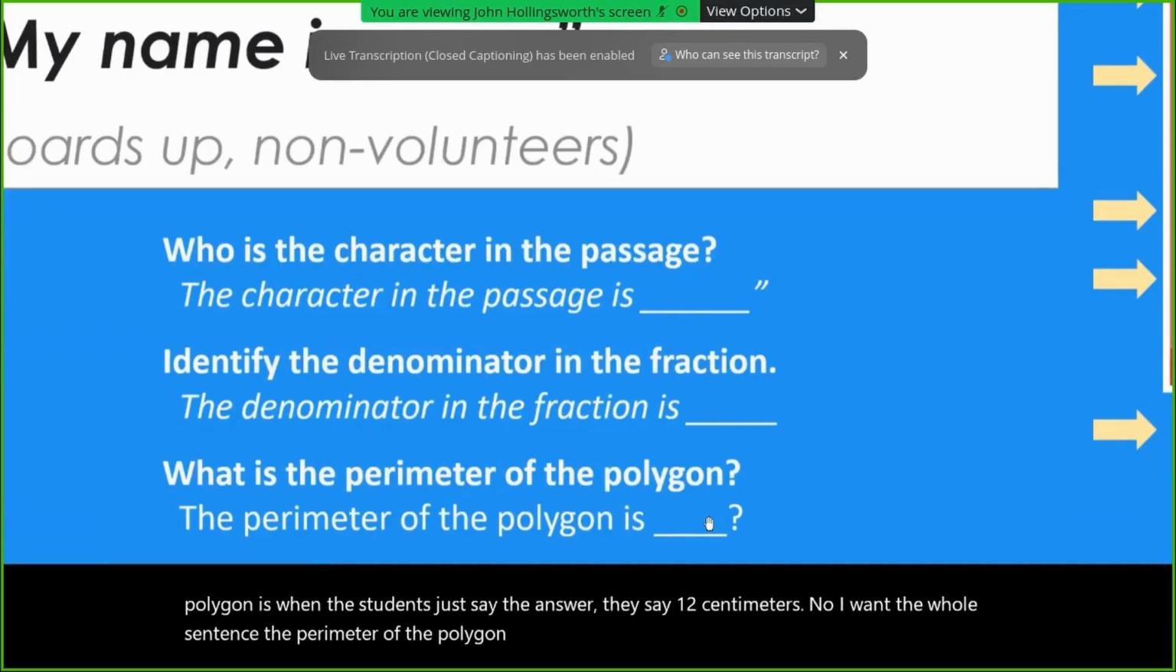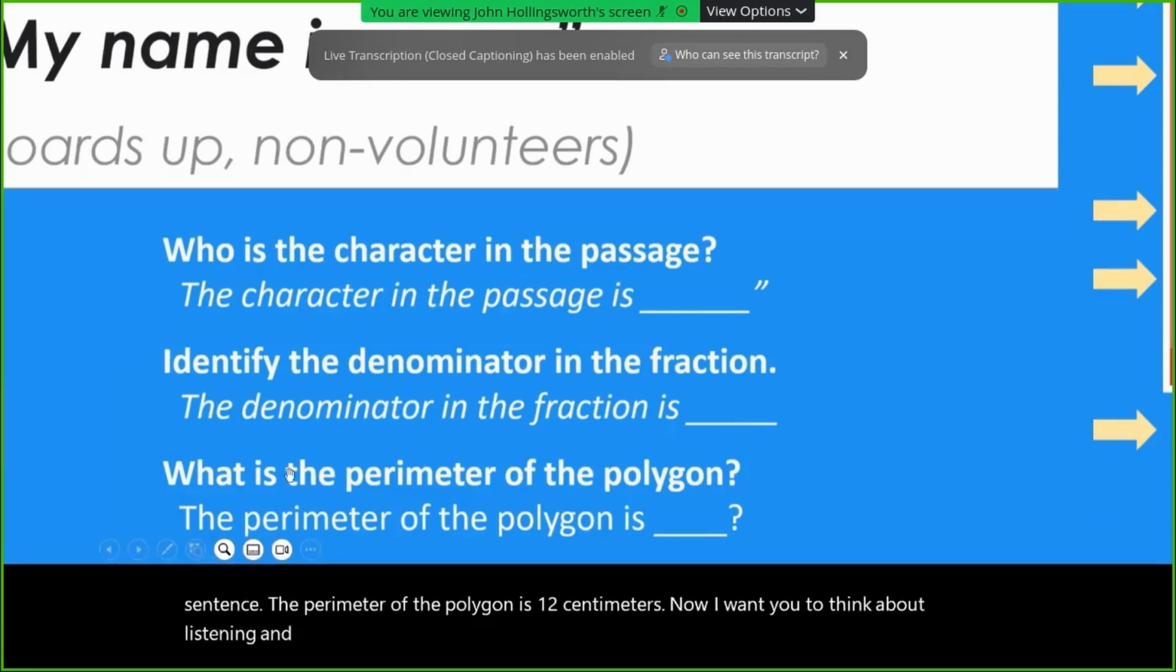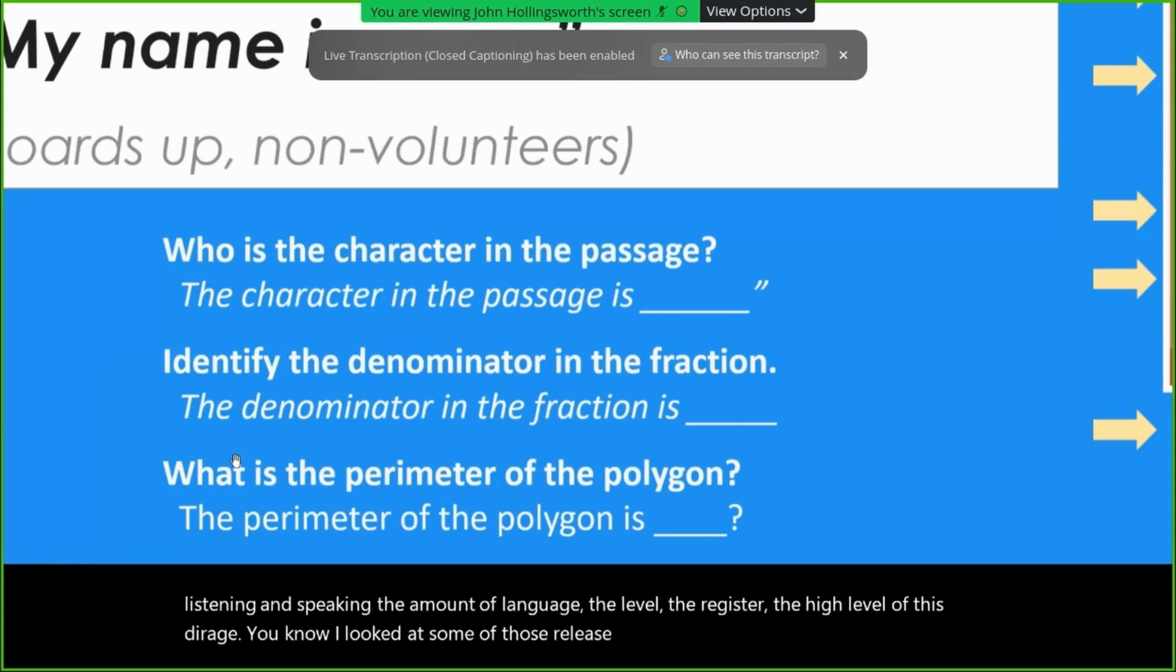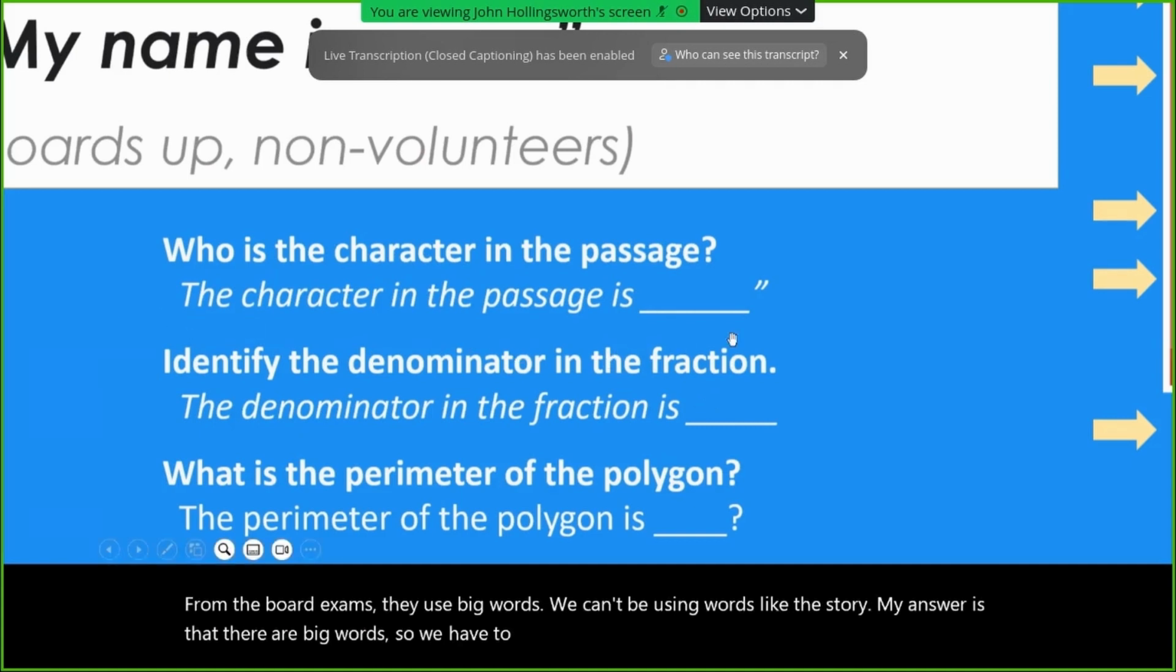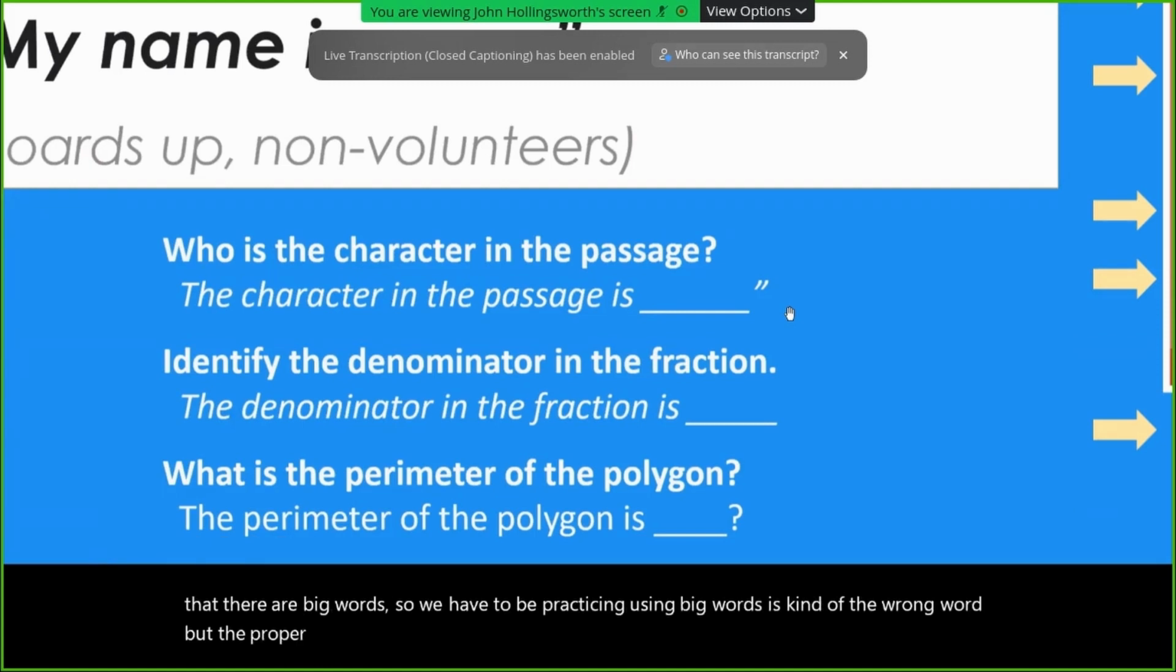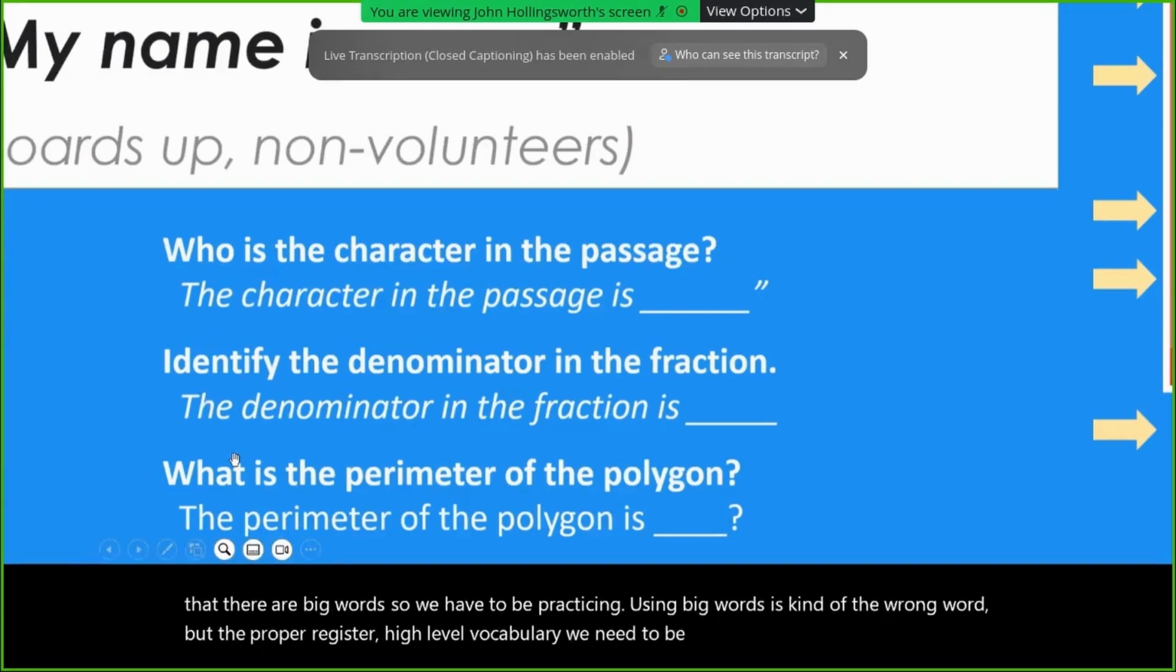What is the perimeter of the polygon? The perimeter of the polygon is. When the students just say the answer, they say 12 centimeters. No, I want the whole sentence. The perimeter of the polygon is 12 centimeters. Now, I want you to think about listening and speaking, the amount of language, the level, the register, the high level of this. I looked at some of those release questions from the board exams. They use big words. We can't be using words like the story, my answer is.